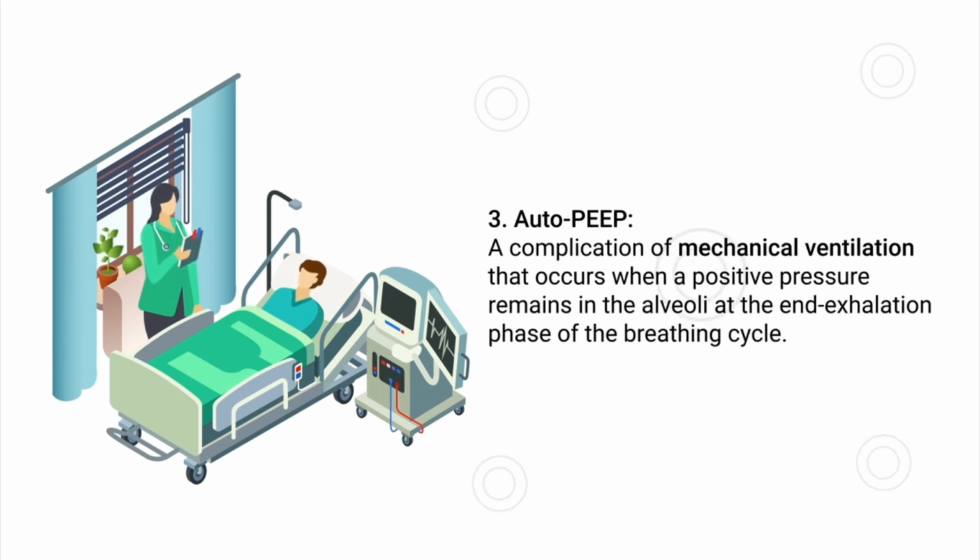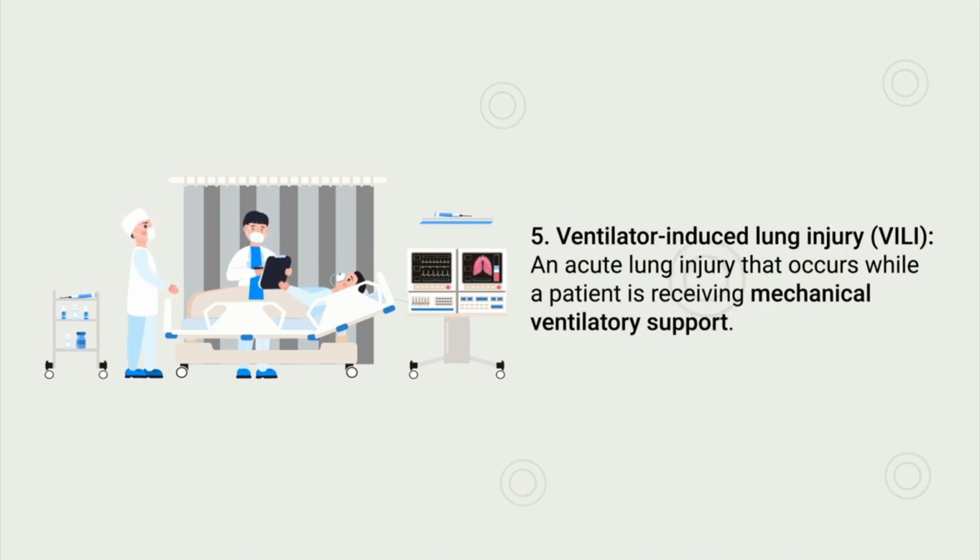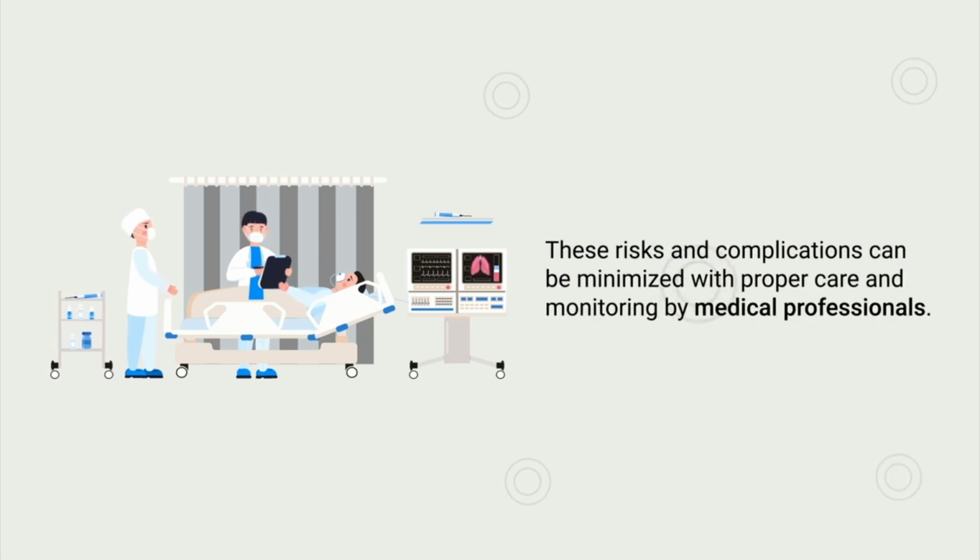Auto-PEEP, which is a complication of mechanical ventilation that occurs when a positive pressure remains in the alveoli at the end of the exhalation phase of the breathing cycle. Oxygen toxicity, which is a type of cell damage that can occur when a patient is exposed to high levels of oxygen for an extended period of time. And ventilator-induced lung injury, which is an acute lung injury that occurs while a patient is receiving mechanical ventilatory support. With that said, these risks and complications can be minimized with proper care and monitoring by medical professionals.